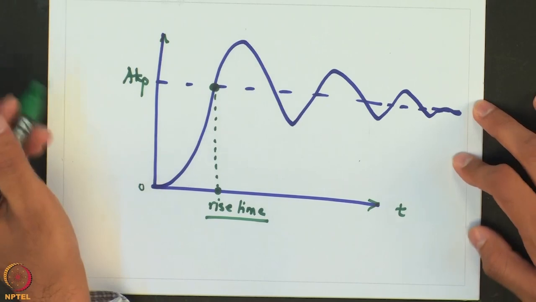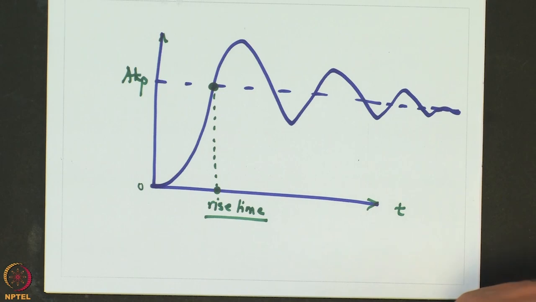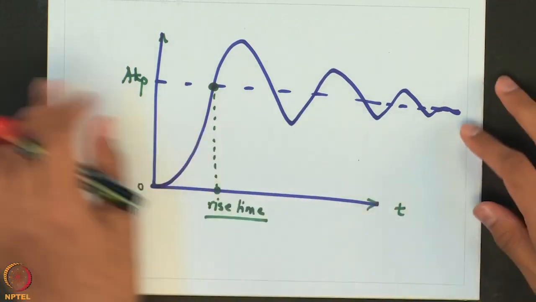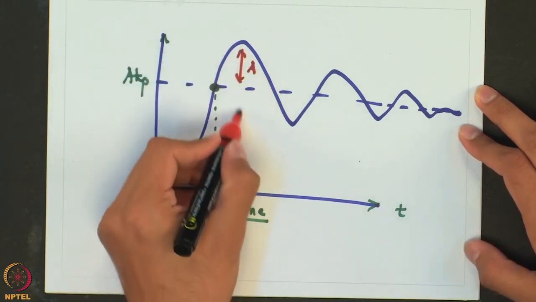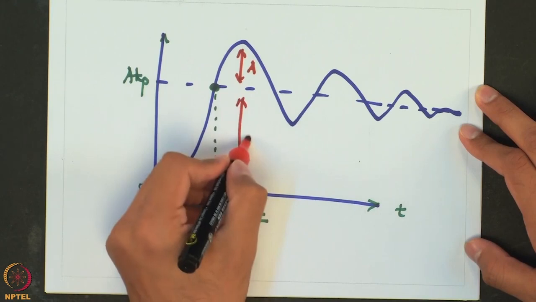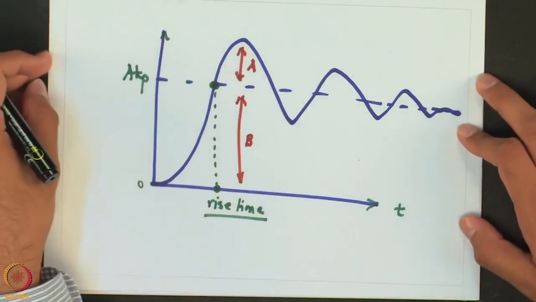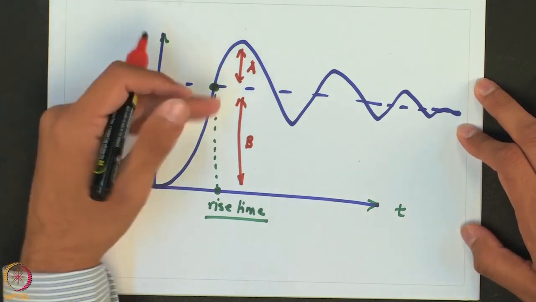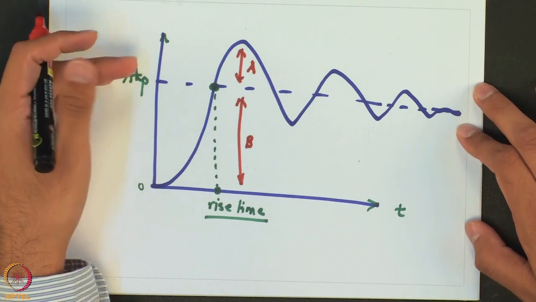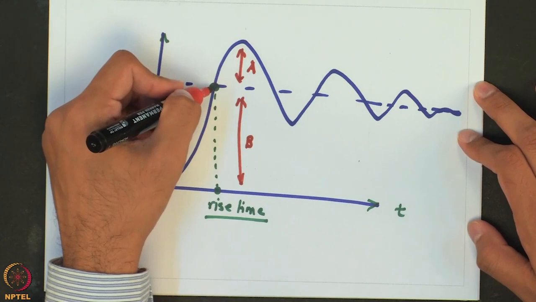The next term we define is known as the overshoot. As an underdamped response overshoots the final value, we want to quantify how much the overshoot is. So we quantify that as follows: if we measure this as A and we take the ultimate value to be B, then the overshoot is defined as A over B. So it tells you what fraction of overshoot is happening inside the system. And if this is a controlled system, again we would want a low value of overshoot, because we don't want the response to go much beyond the designed final value.